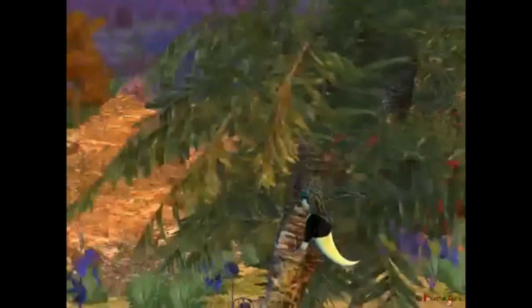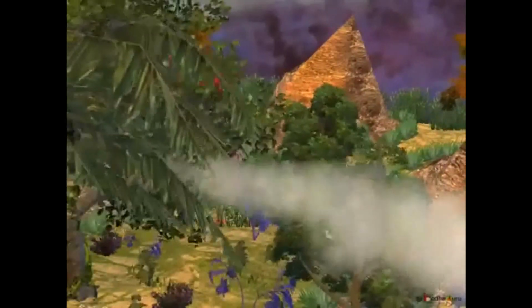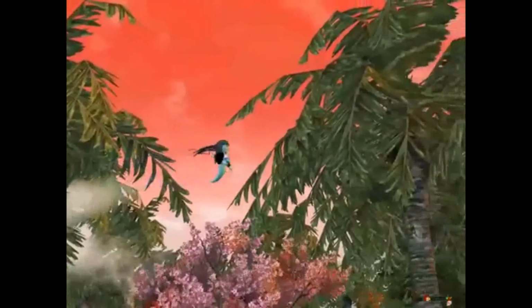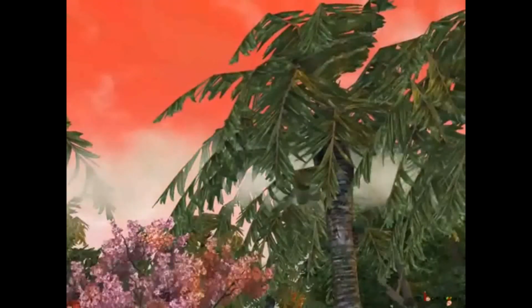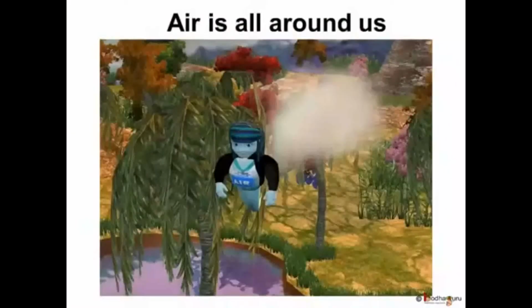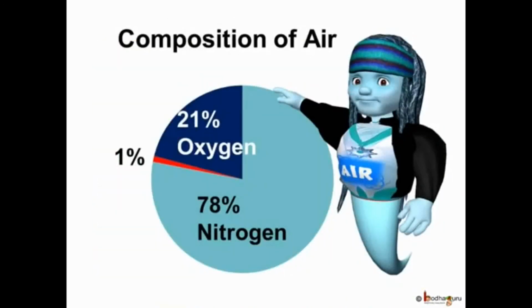Where all is air? Air is all around us. Although we can't see it, we can feel it. Do you know what air is made up of? Air is a mixture of different types of gases. So, what all gases are present in the air? Mainly, there are three types of gases: nitrogen, oxygen, and carbon dioxide.